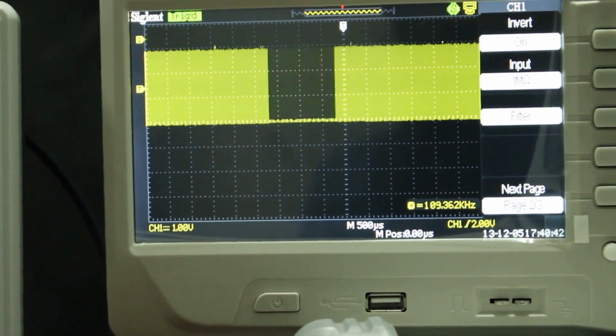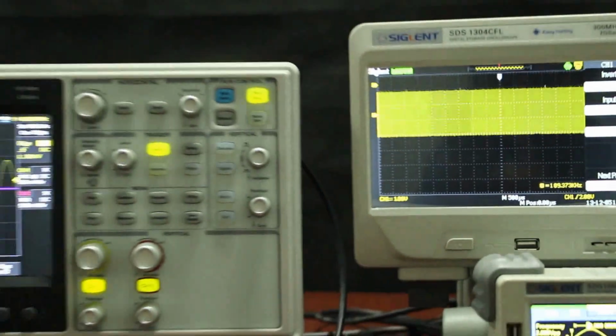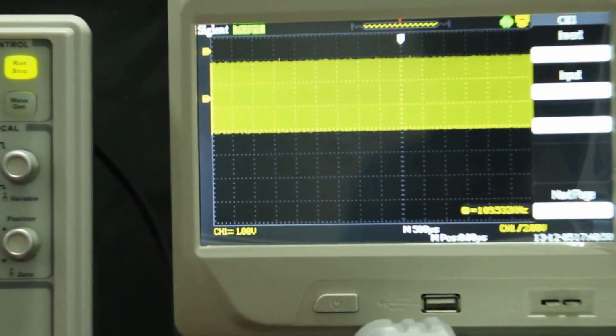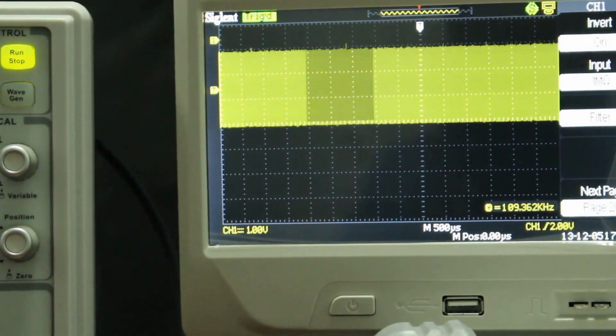So, this was a simple test, but as you can see, the maximum capture rate is quite high on the SDS2102. Hopefully I'll be having some more videos coming soon.